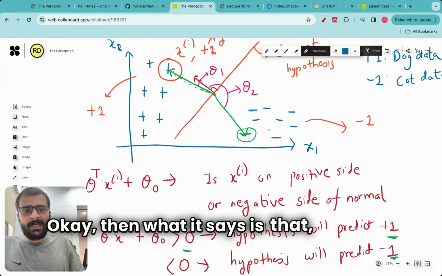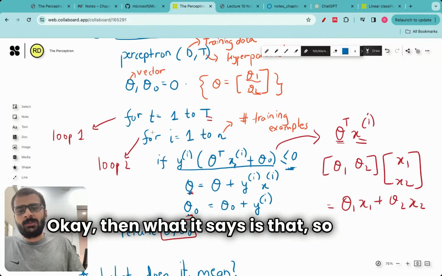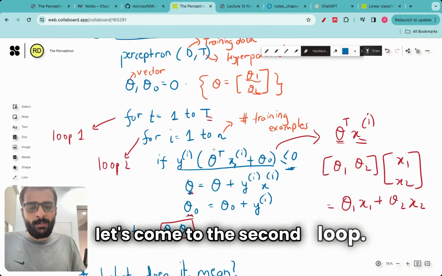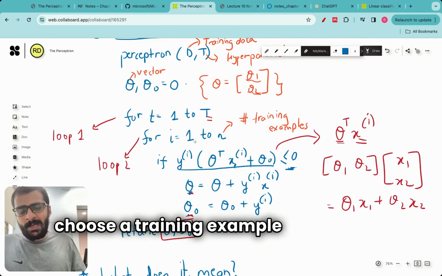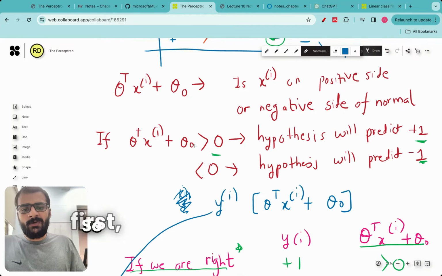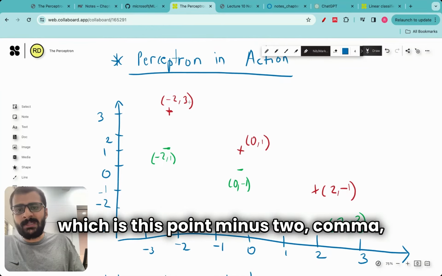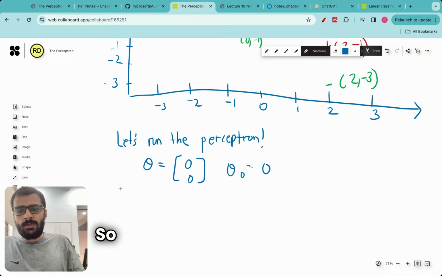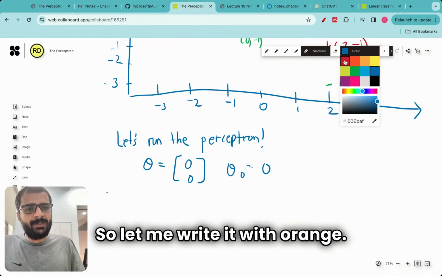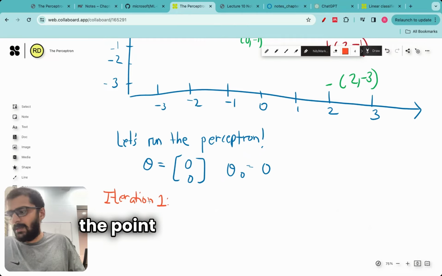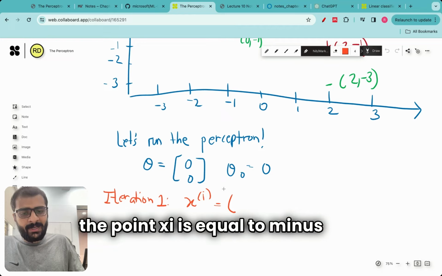Then what it says is that, for this example, I will just do one loop of this hyperparameter. So let's forget the first loop and let's come to the second loop. What it says is that we have to choose a training example and then go through each training example step by step. So first let us look at the training example, which is this point -2, comma 3. The iteration 1 which we are going to do is for the point xi equal to -2, comma 3.